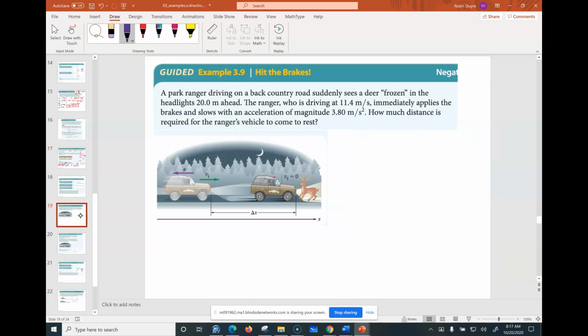All right, here's one, another typical type of problem. Let me explain what it looks like. So you're traveling in this direction. That's going to be my positive V. You see a deer over here. This deer is 20 meters away. We want to know if you slam on your brakes and slow to a stop, here's my slow to a rest, is that deer going to get hit?